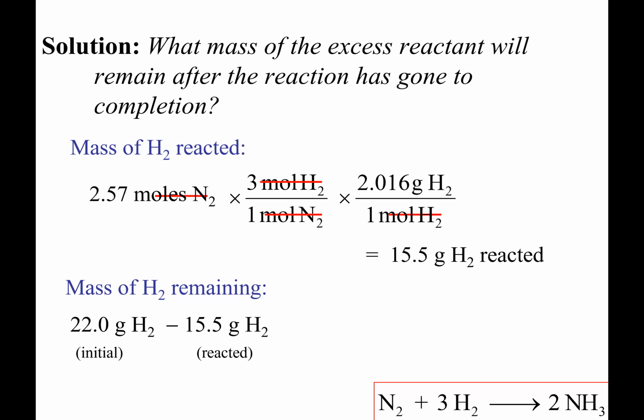So we don't do a lot of subtraction. Do you guys remember when we subtract, is it decimals or sig figs? It is decimals. And how many decimals are we allowed? Just one. Yep. So that's why it's 6.5 grams of H2 left over. So this would be like our bread left over.